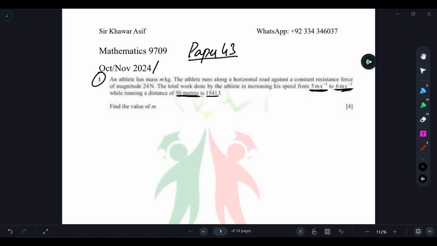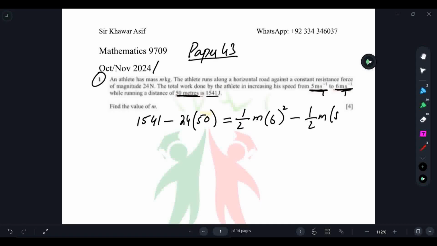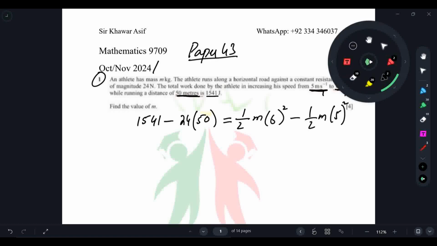Now what we have to do, we know that the total work done is 1541, and now we have to subtract the work done against the resistance force. So the work done against the resistance force will be 24 multiplied by 50. This should equal the change in kinetic energy, half mv squared with velocity 6 minus half mv squared with velocity 5. Now we just need to rearrange it and we will get the final answer.